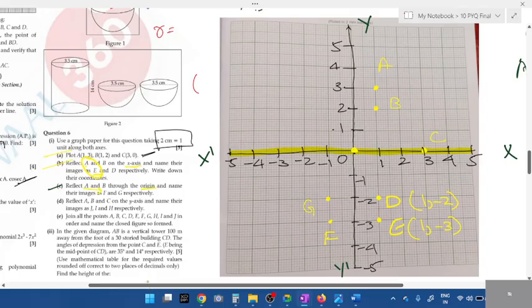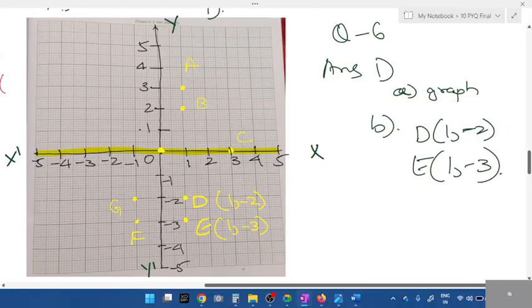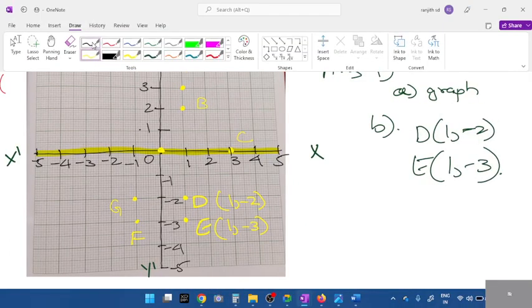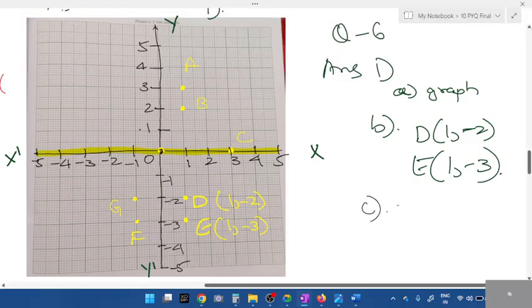A, B, C, D, E, F. Have they mentioned to write the coordinates for D? Respond. Have they mentioned there? C students, C. Name their image as F and G respectively. Did we name it as F and G? C. Then in your answer sheet, write C. Even if they don't ask, just write it. Answer C, F is equals to what is the coordinate? Minus 3 comma minus 1. G is equals to minus 2 comma minus 1.